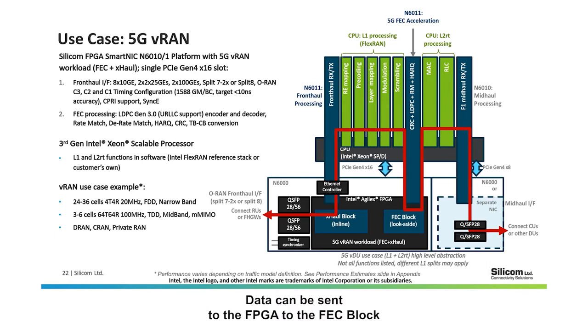Data can be sent to the FPGA, to the FEC block for higher layer 1 processing, and returned to the CPU for layer 2 processing. This offloads the CPU from the computationally intense FEC operations, freeing cores for more productive revenue-generating tasks.